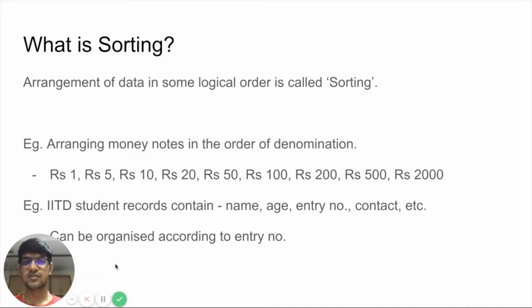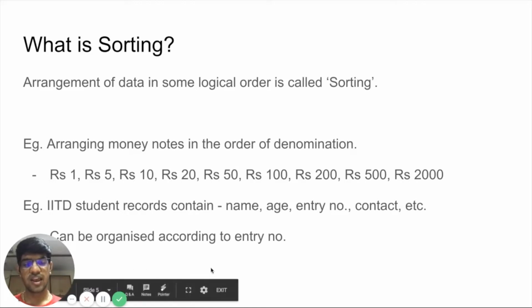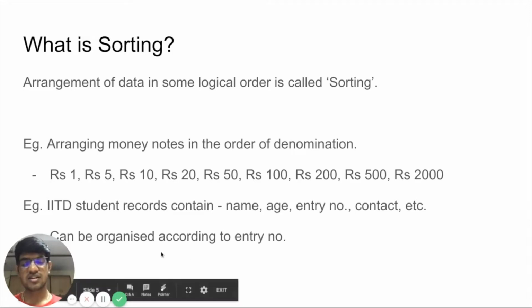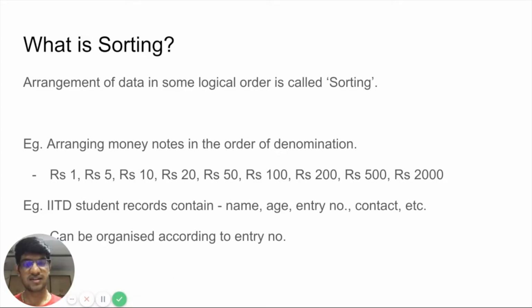Let us understand this with the help of another example. Any academic institution, such as IITD, has to have certain student records that contain the name, age, roll number or entry number, contact details, etc. regarding the students. These records have to be organized in some order or the other. Suppose that this institution chooses to organize them in the order of their roll number or entry number. This again is a classic example of sorting.